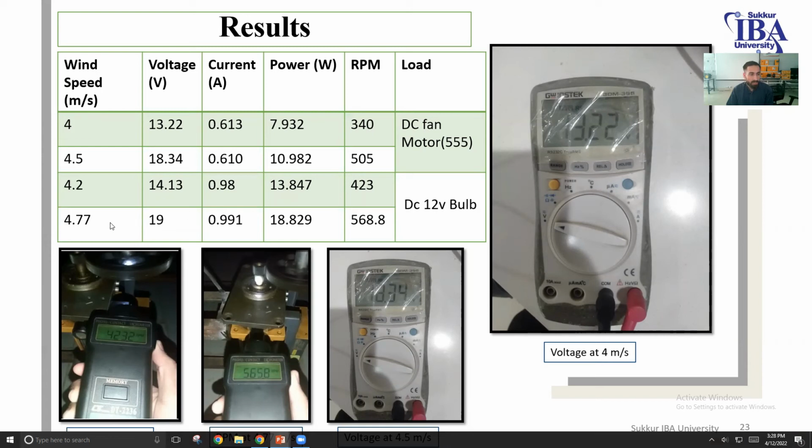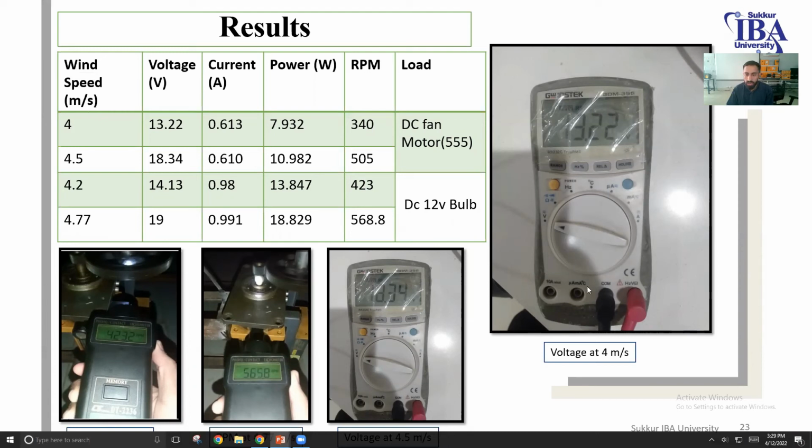When the wind speed is 4.77, the voltage generated is 19, and current is 0.991, power is 18.829, and the RPM was 568.8, and the load was DC 12 volt bulb.